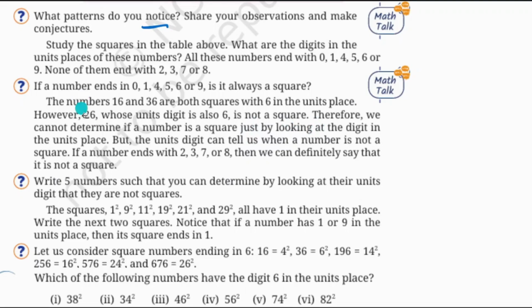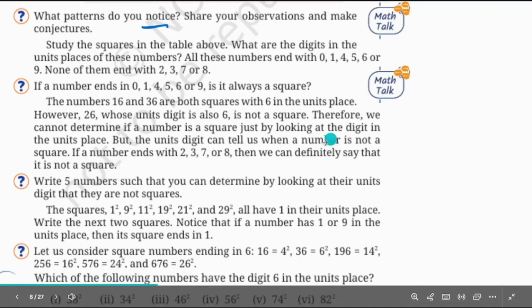But if you take 26, which has 6 at unit place, it is not a perfect square. It means this condition is not always true, but it helps us to tell when a number is not a square number. It means if a number ends with 2, 3, 7 and 8, we can definitely say that it is not a square number. Now, write next 5 numbers such that you can determine by looking at their unit digit that they are not squares. So obviously you can write any 5 numbers which are ending with 2, 3, 7 and 8. You will get your answer.